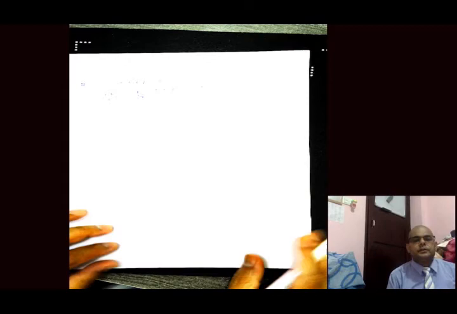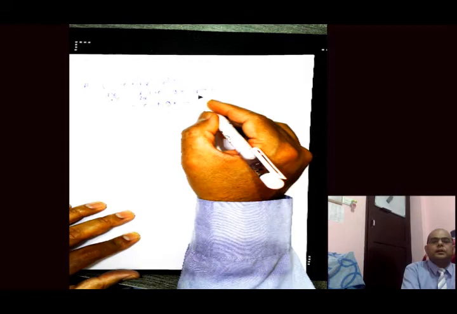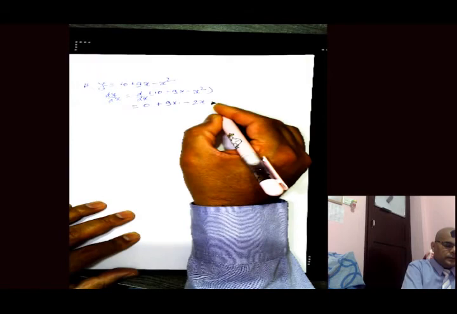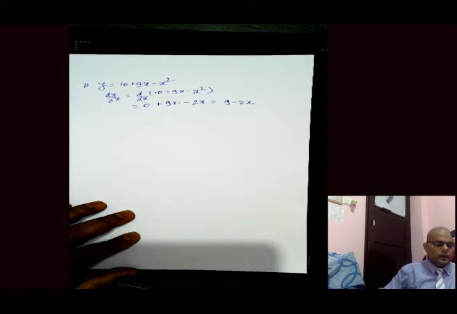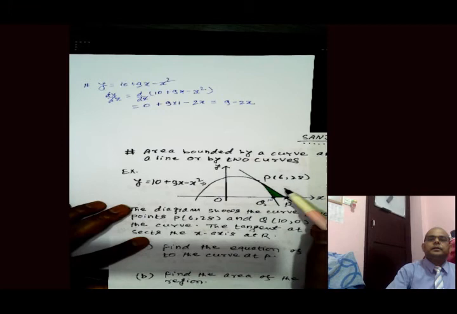When you differentiate, the 10 is a constant term, so its differentiation is 0. Then the differentiation of 9x is 9 times 1, and minus the differentiation of x squared, which is 2x. So finally our derivative is 9 minus 2x. Now you have to find the gradient of this line at the point (6, 28), that is, at x equals 6.